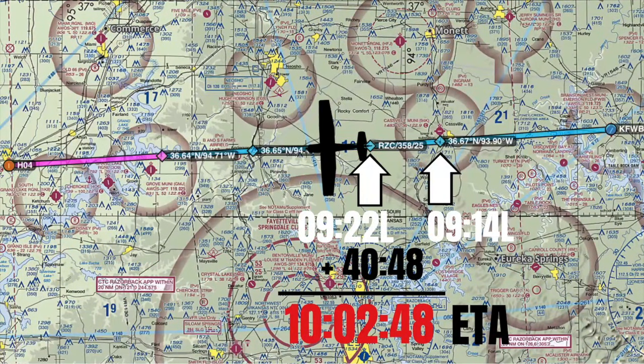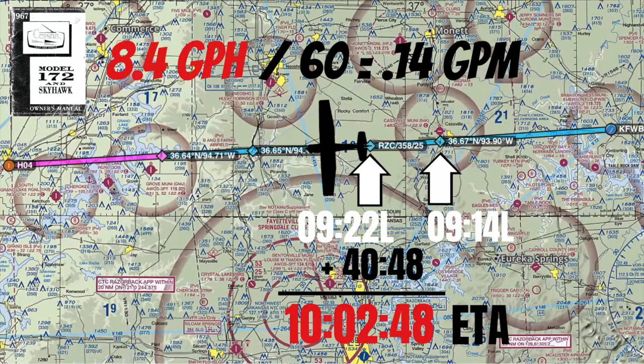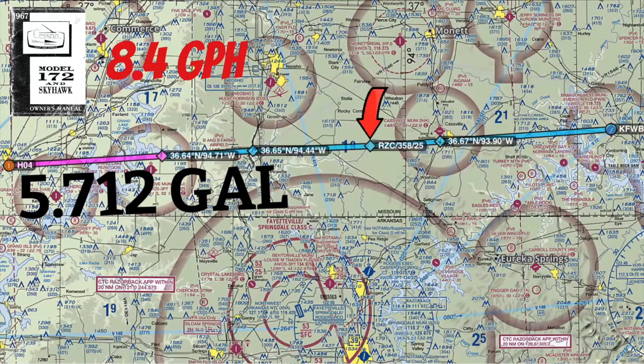I changed my power setting for the route back. Now my POH says I'll burn 8.4 gallons per hour. If I divide that by 60, you can see that I'm burning 0.14 gallons per minute. Multiply that times our 40.8 minutes, and you can see that we'll burn 5.712 gallons for the remainder of this trip. Now, based on my calculations, at this waypoint I had 10 gallons of fuel remaining.